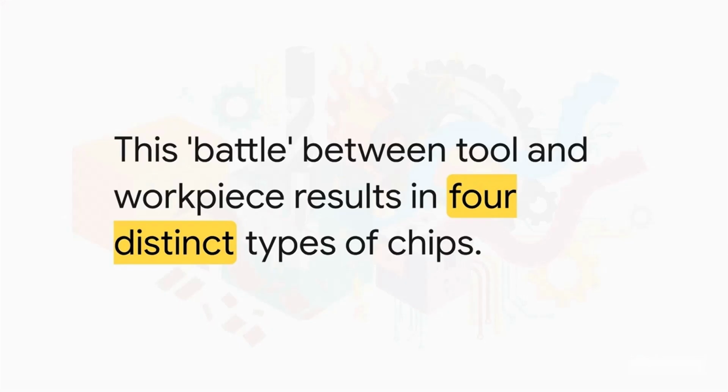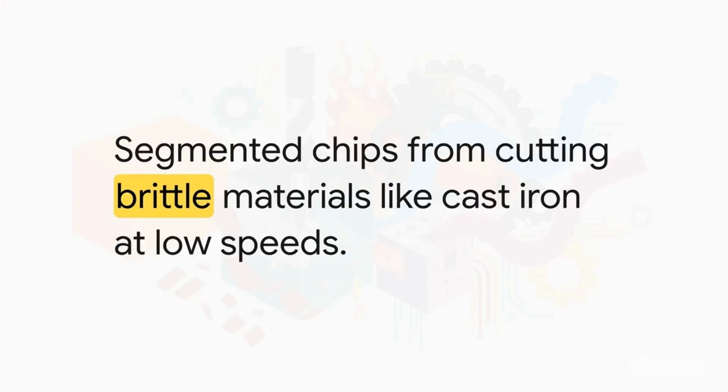So, this battle between the tool and the workpiece, it doesn't always have the same outcome. Nope. Depending on the material you're cutting and how fast you're cutting it, you can get 4 totally different kinds of chips. So first up, if you're working with something brittle, like cast iron, the chip doesn't form a nice, neat ribbon. Instead, it cracks and breaks into these little segments. That's a discontinuous chip. And you can probably guess this usually means a rougher surface finish. Definitely not what you want on a precision part.